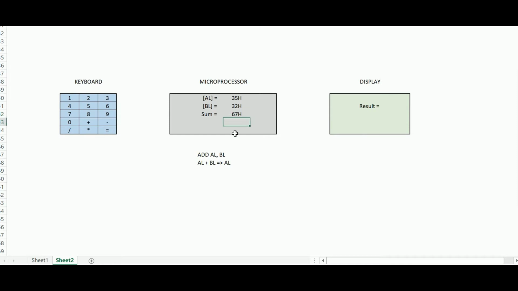Okay. Now when this 67H has to be displayed on the monitor, it should not appear as 67. It has to be converted to 07H. So this needs to get converted to 7, or 07. Now how is this done? This is done by means of the AAA instruction.